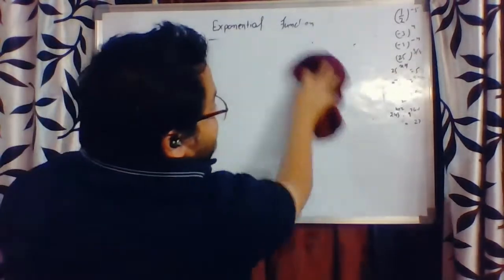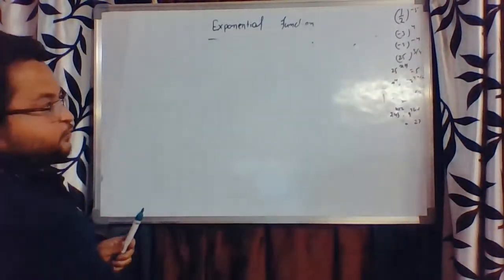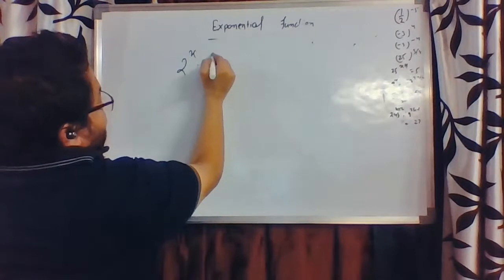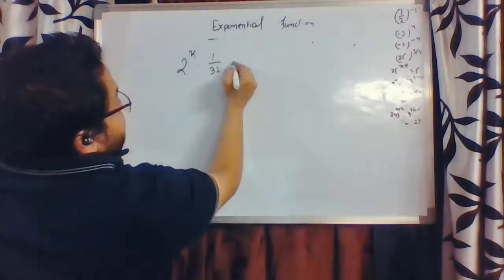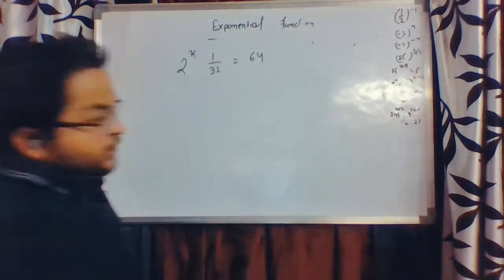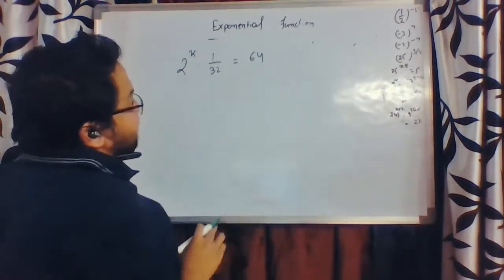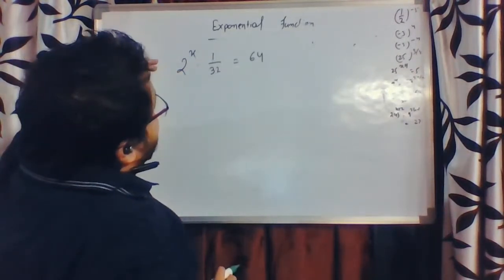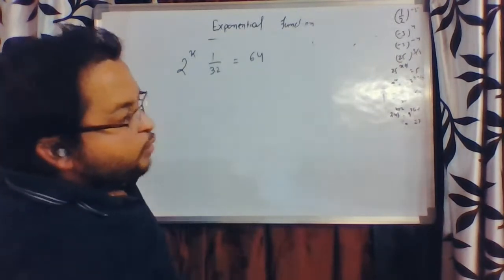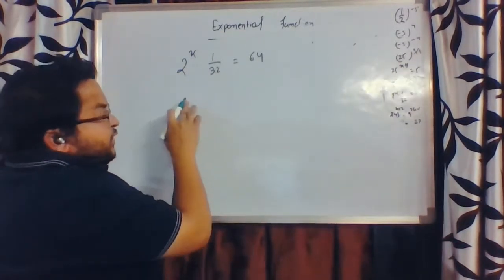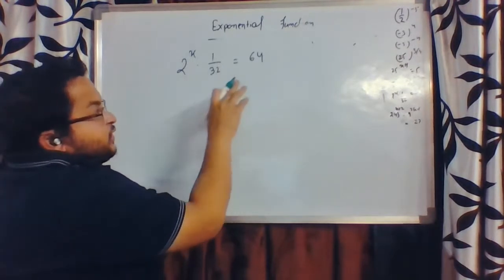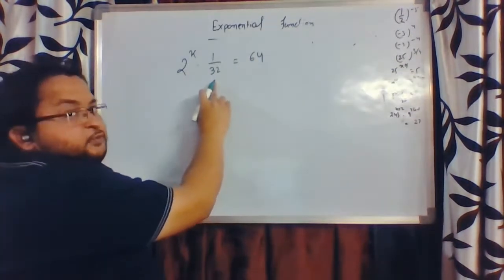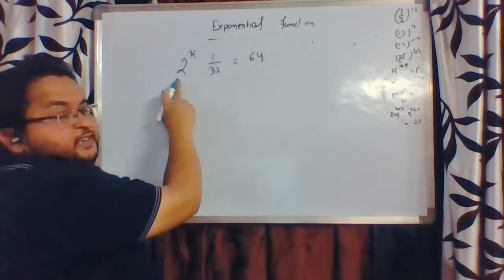So the next practice problem is 2 to the power x into 1 by 32 equals to 64, right? And here also we would apply the same technique. So I need to express every term in this equation as an exponent of a common base. And if you notice it carefully, you will be able to appreciate that this can be expressed as an exponent of 2. This can be expressed as an exponent of 2. And this is anyways already expressed as an exponent of 2.